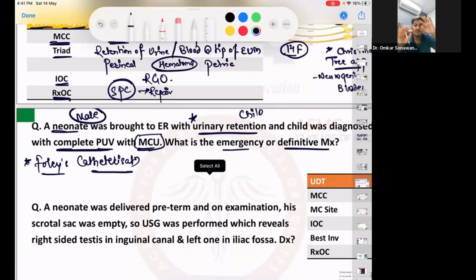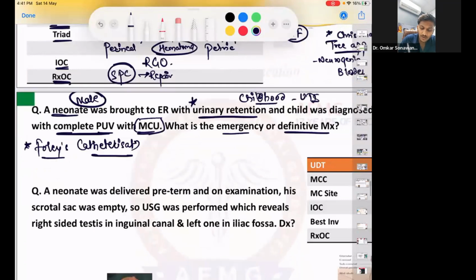So a neonate is brought with complaints of urinary retention, whereas a child comes to the OPD with complaints of urinary tract infection. In neonate there would be a complete posterior urethral valve, whereas in childhood there would be a partial urethral valve. That is why there will be late presentation if there is a partial urethral valve. The most common site for this urethral valve is distal to the verumontanum.